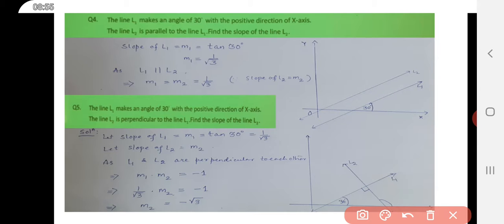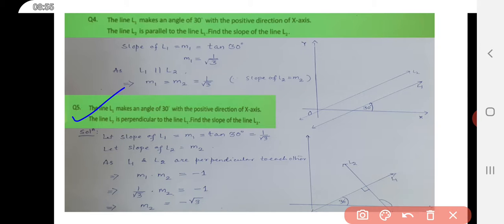So you can write here slope of L1 is equal to m1, that is equal to tan 30 degree, and tan 30 degree is equal to 1 by root 3. And as L1 is parallel to L2, their slopes are also equal. So you can write m1 is equal to m2 is equal to 1 by root 3, where the slope of L2 is equal to m2.